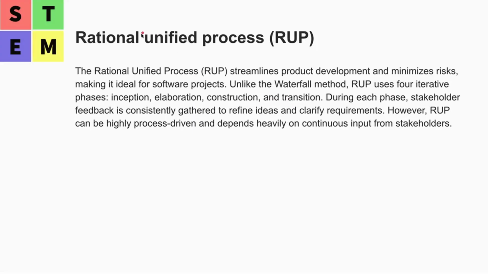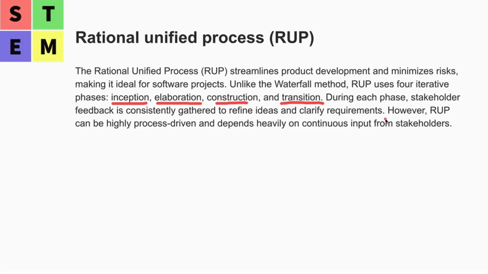And there's the Rational Unified Process. It streamlines product development and minimizes risks, making it ideal for software projects. Unlike waterfall, RUP uses 4 iterative phases: inception, elaboration, construction, and transition. During each phase, stakeholders' feedback is constantly gathered to refine ideas and clarify requirements.